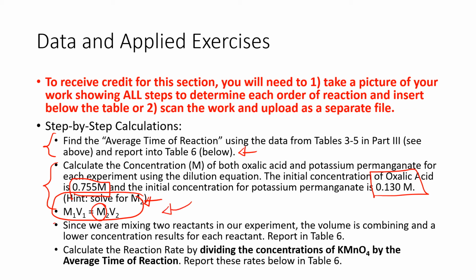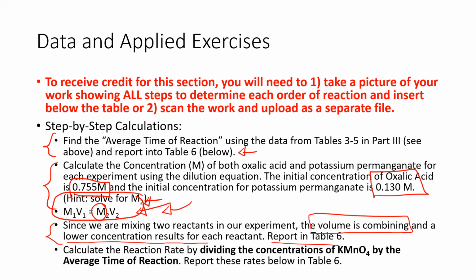Since we are mixing 2 reactants, the volume is combining, okay? So that's what I just mentioned. Keep in mind that you're mixing the volume of oxalic acid, the volume of potassium permanganate, and also that water that we needed for the reaction. So keep that in mind when you are determining your volumes here. And you will end up having a lower concentration, okay? You're going to report this in table 6.